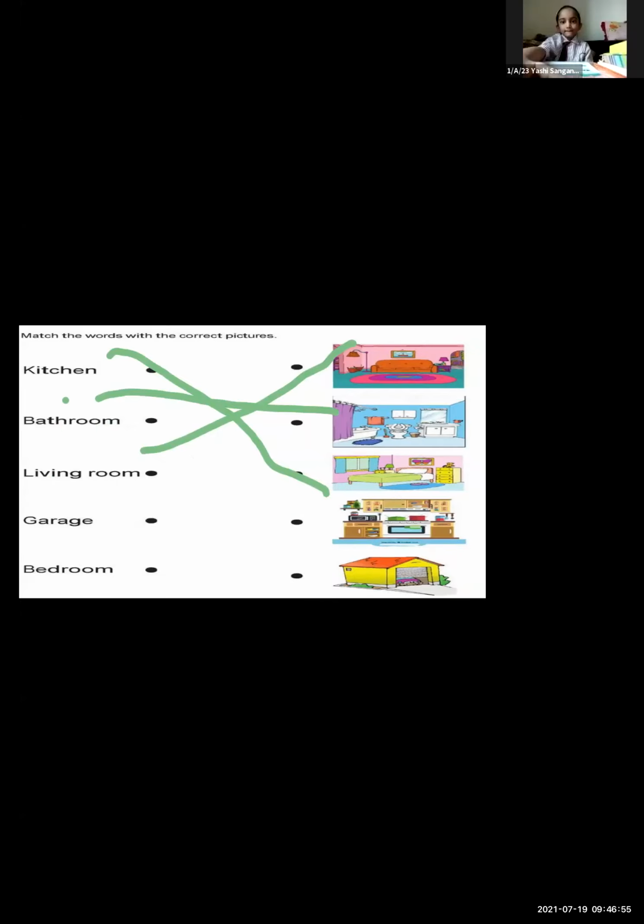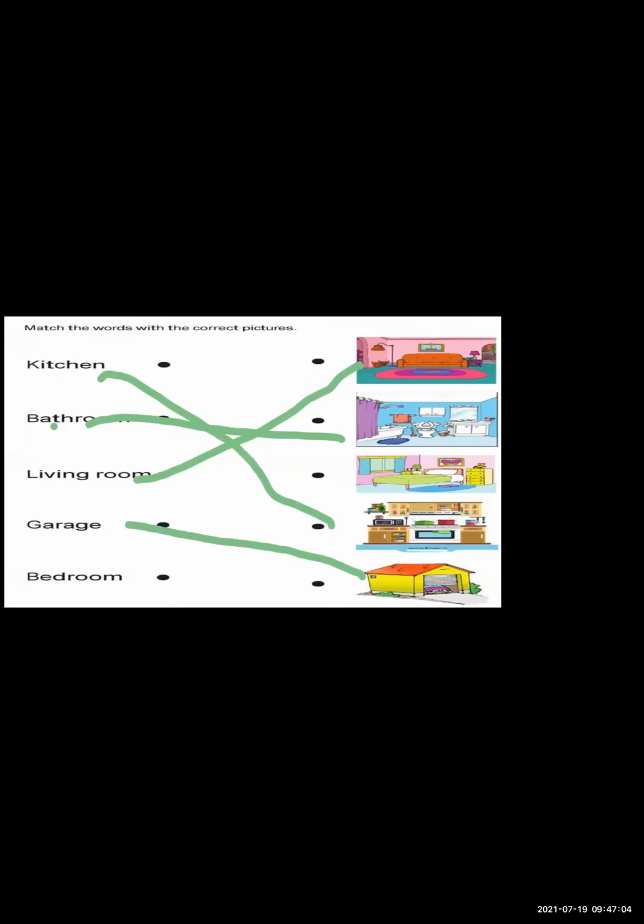Okay. Next, I'm going to ask Yashi. Good morning, teacher. Yes. So, Yashi, read this word. Ye word read karo. Living room. Where is living room? First. There it is. Very good. Okay. Mute yourself. Next one is garage. G-A-R-A-G-E. Garage. So this is the last picture. Yes, we have to match with the last picture. And the last one, B-E-D-R-O-O-M, bedroom. Okay, so we will match to the third picture. Correct, children?